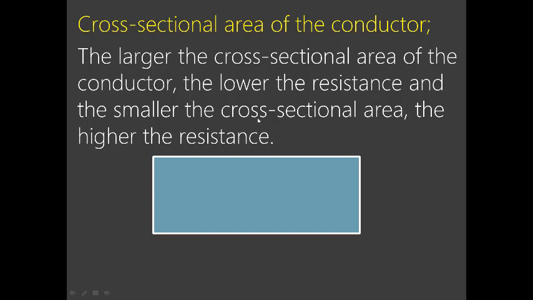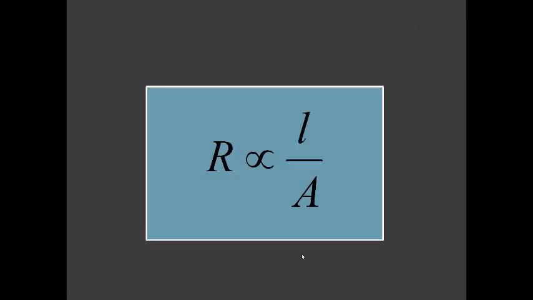The point is simple. The larger the cross-sectional area of the conductor, the lower the resistance, and the smaller the cross-sectional area, the higher the resistance. So in simple terms, R is inversely proportional to A. Resistance is inversely proportional to the cross-sectional area. Now when you combine the two, because R is directly proportional to L and R is inversely proportional to A, you end up with an expression of the two factors combined.